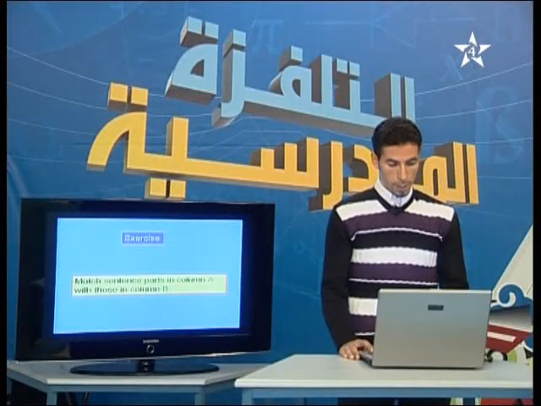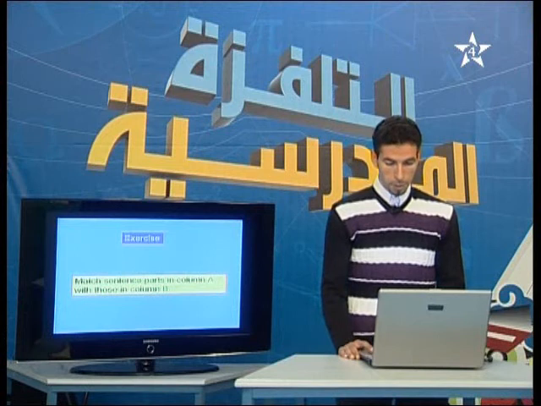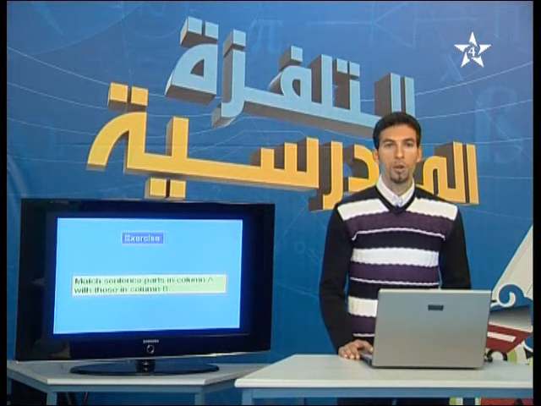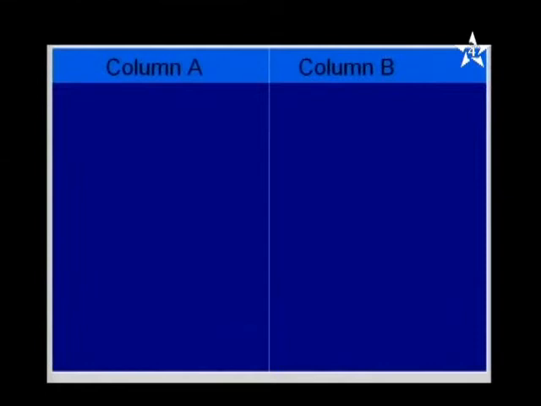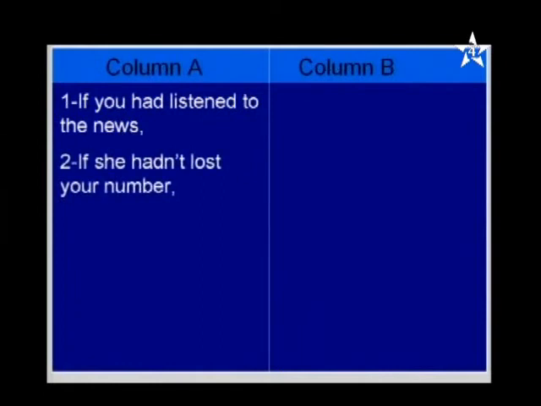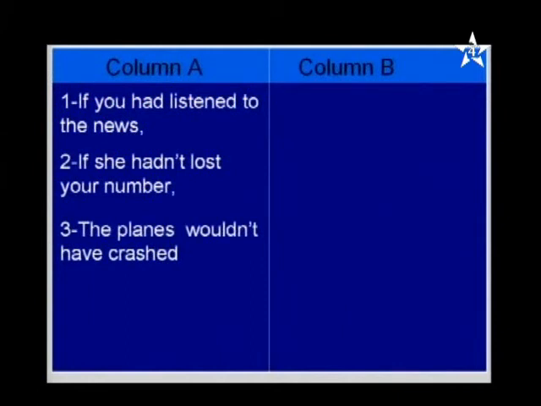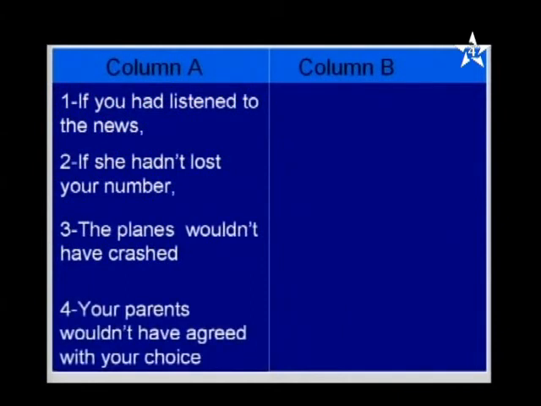Exercise 1. Match sentence parts in column A with those in column B. I give you a set of sentence parts in column A. Let's start. 1. If you had listened to the news. 2. If she hadn't lost your number. 3. The planes wouldn't have crashed. 4. Your parents wouldn't have agreed with your choice.